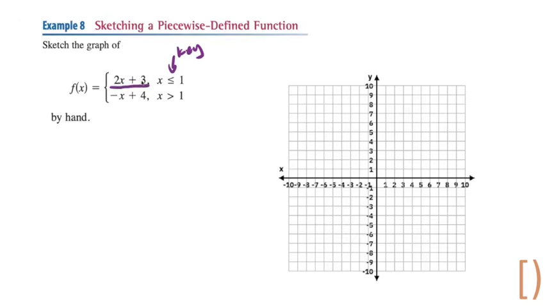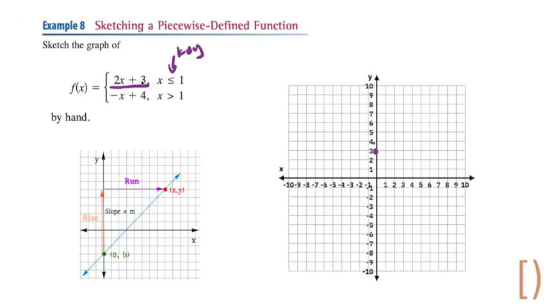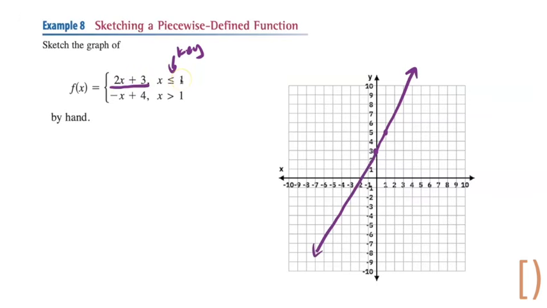2x plus 3. We're going to start at 3. Our slope is 2, so I'm going to go up 2 over 1. That's going to be my graph's inside effect. But here's the rub. I only want where this is less than 1, so where x is 1. Here's x is 1 right there. That point right there.